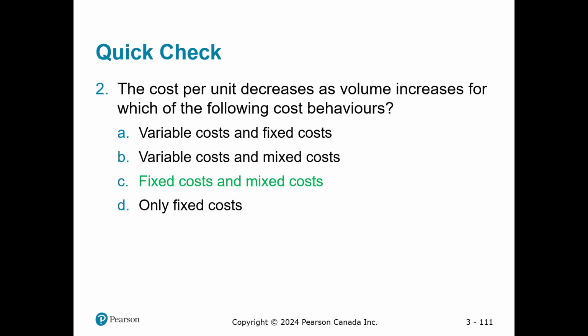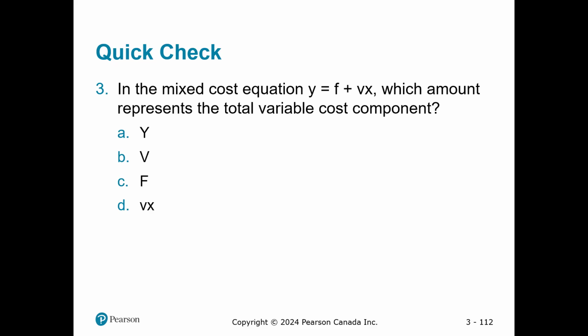3. In the mixed cost equation, y equals f plus vx, which amount represents the total variable cost component? A, y, B, v, C, f, D, vx. And the answer is vx, because that's the total variable cost.